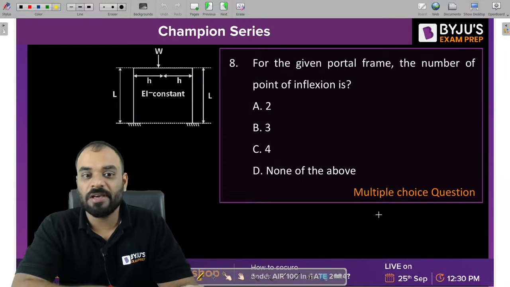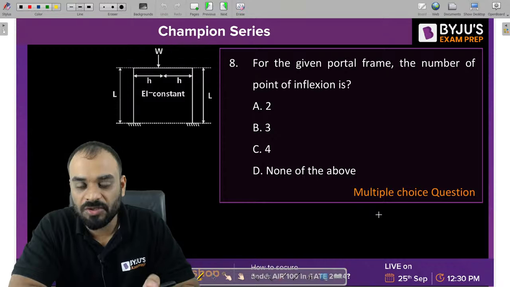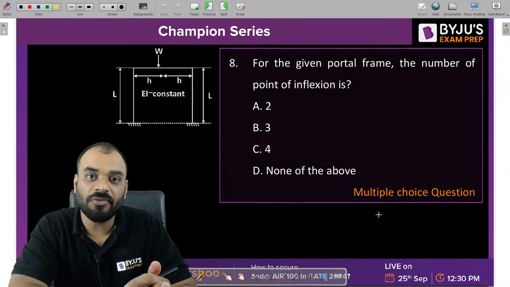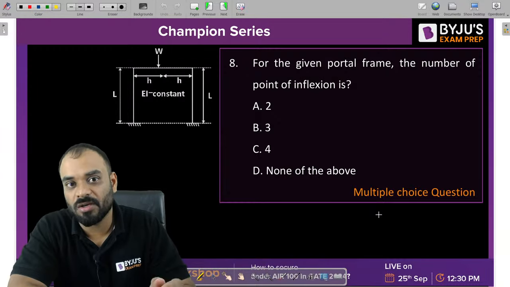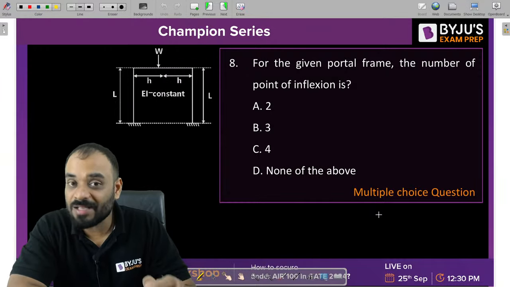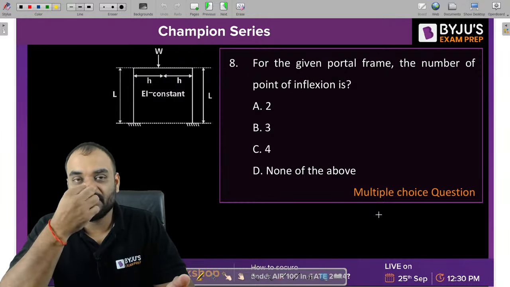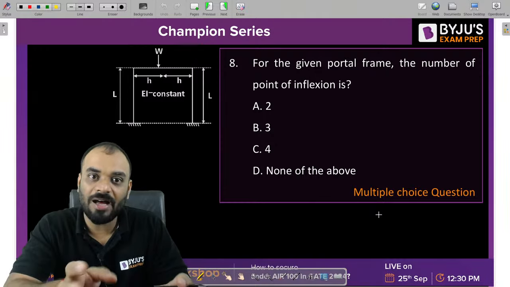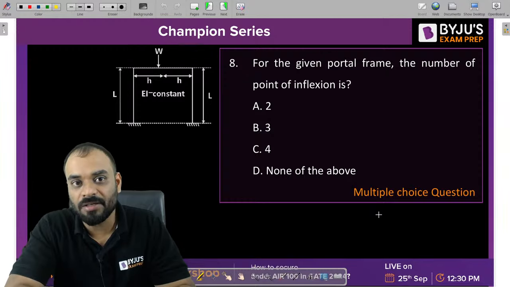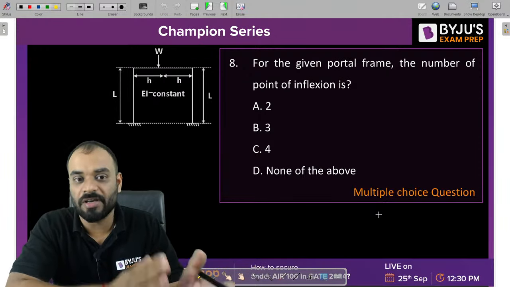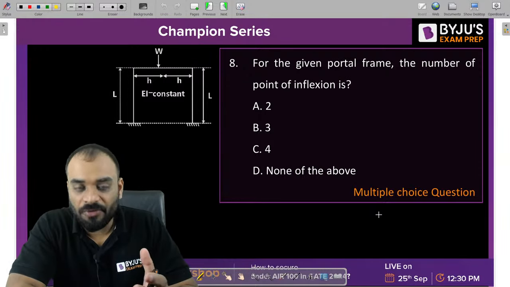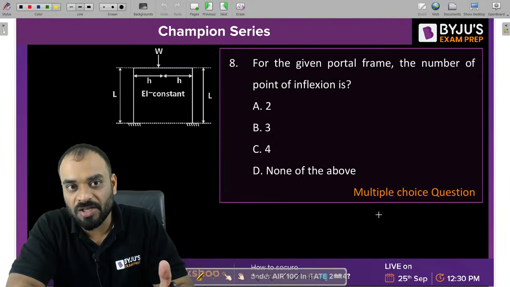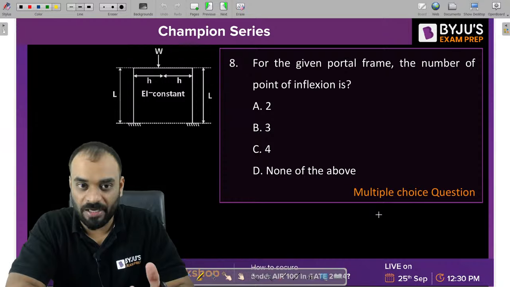Now you need to tell me guys how many points of inflection you may get in this particular portal frame. What is a point of inflection? It is the location where the curvature of the elastic curve will change. The point of inflection and the point of contraflexure both have the same significance, but they should be plotted on different diagrams. Your point of inflection should be plotted on the elastic curve and the point of contraflexure should be plotted on the bending moment diagram.